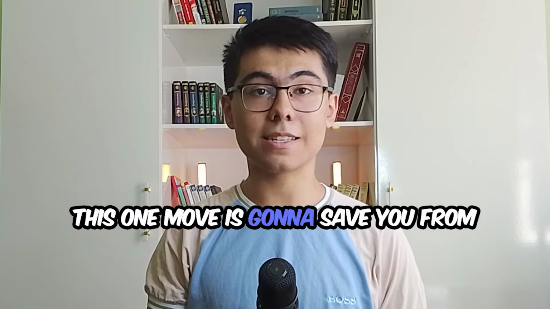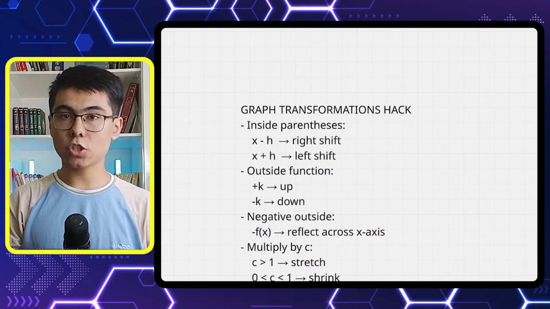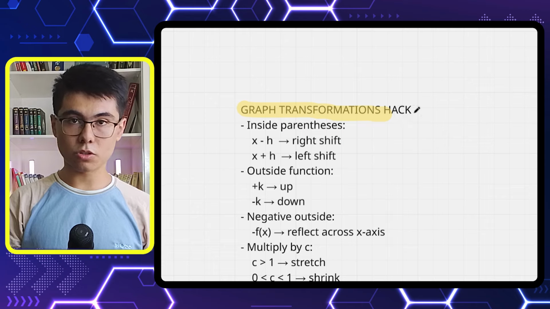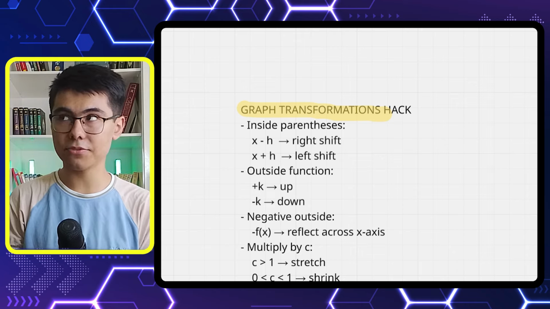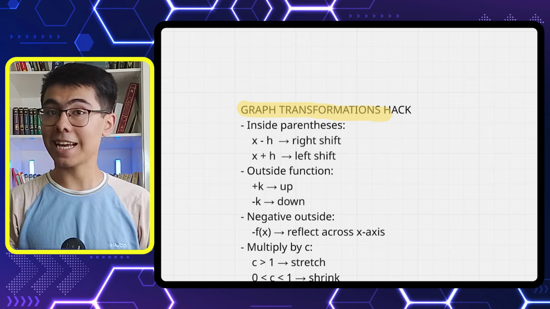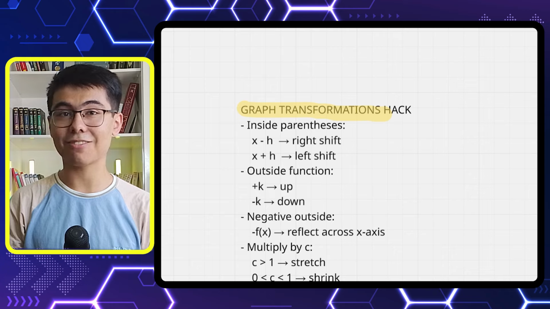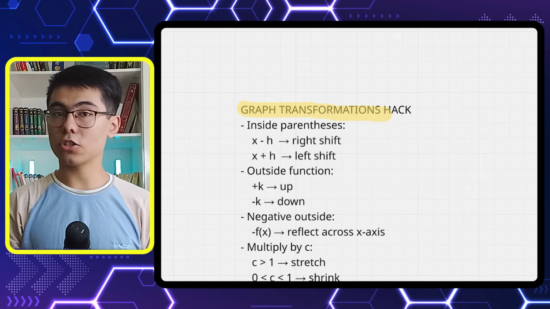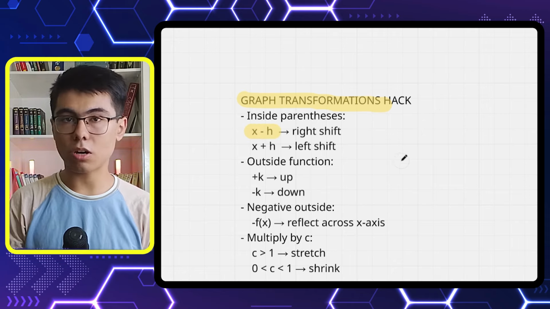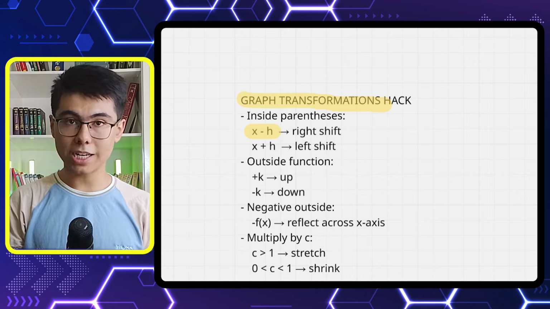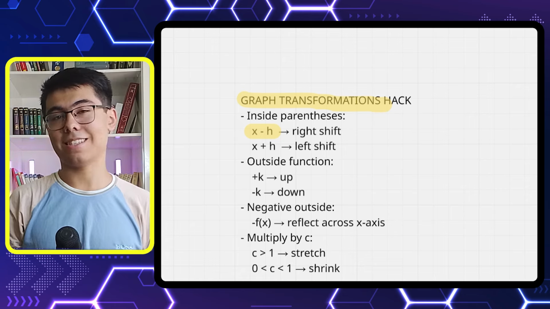This one move is gonna save you from losing dozens of points on SAT math, and it's about mastering transformations. Here's the brutal truth. Most students waste minutes redrawing graphs in their head trying to figure out if it's shifting left, right, up, or down. And in SAT land, every wasted second is points slipping through your fingers. But this hack flips the script. Whenever you see a function like f of x minus h plus k, don't overthink, don't redraw. Instantly say this out loud. Right by h, up by k. Done. No guessing, no scribbling, just instant recognition.